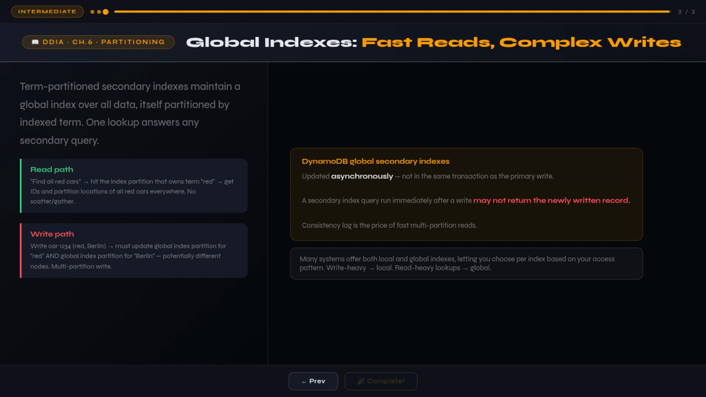DynamoDB, for example, documents that its global secondary indexes are updated eventually, not in the same transaction as the primary write. That means a write to the primary data can be immediately visible, while the global index hasn't yet reflected the write. A secondary index query run immediately after a write might not return the newly written record. The choice between local and global secondary indexes maps cleanly to the application's access pattern. Write-heavy workloads with occasional reads favor local. Read-heavy lookup workloads favor global. Many systems offer both, letting you choose per index.